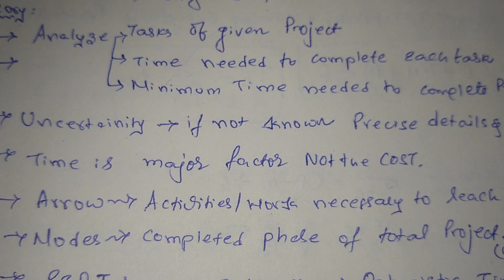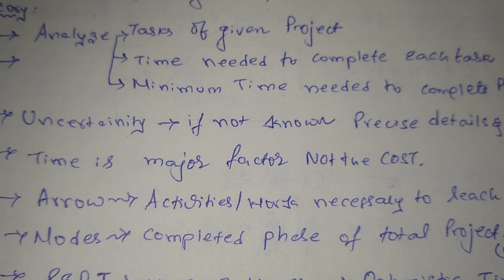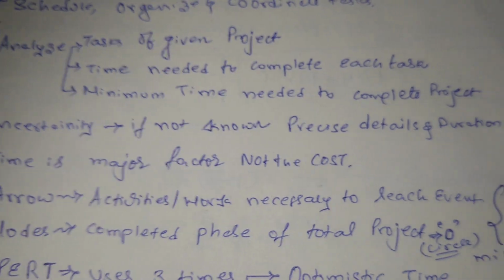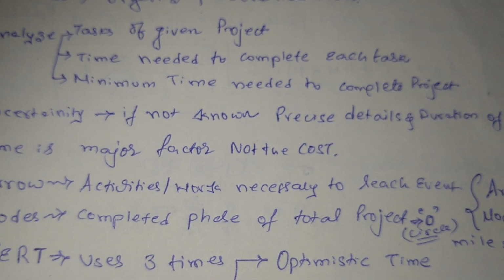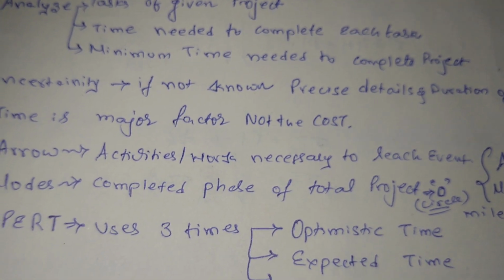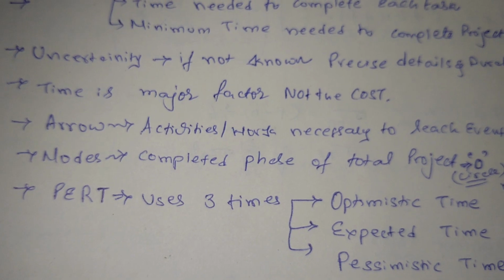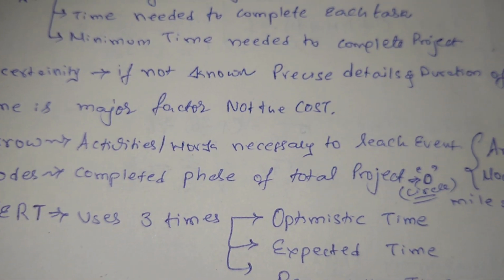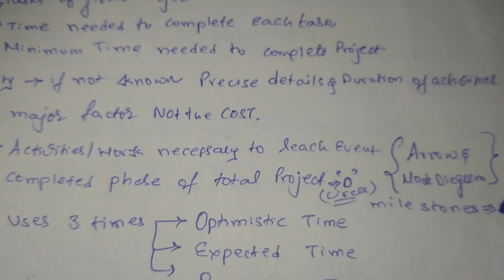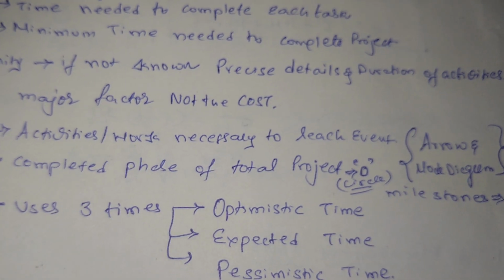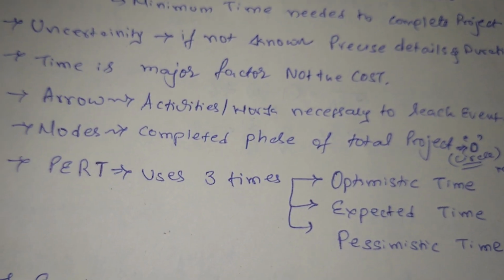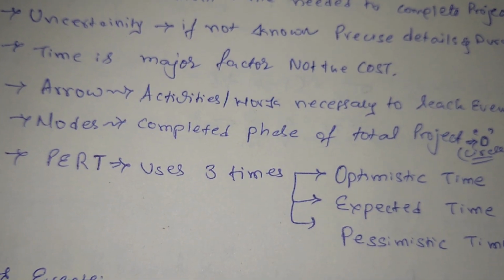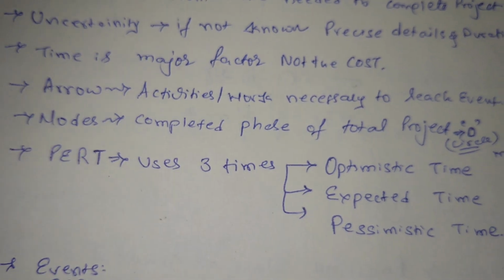So the steps of PERT: first thing is to analyze the tasks of the given project, that is the time needed to complete each task, and the minimum time needed to complete the project, and there is uncertainty. If we don't know the exact details, that is the precise details and the duration of activities, it is very difficult to do the PERT. Time is a major factor but not the cost in PERT.